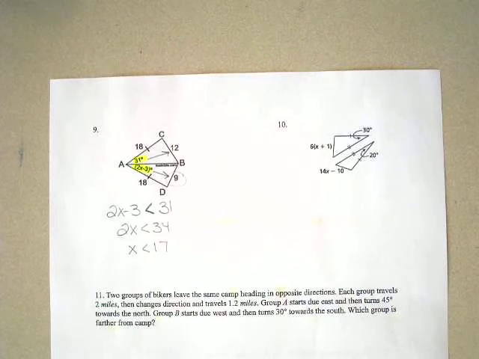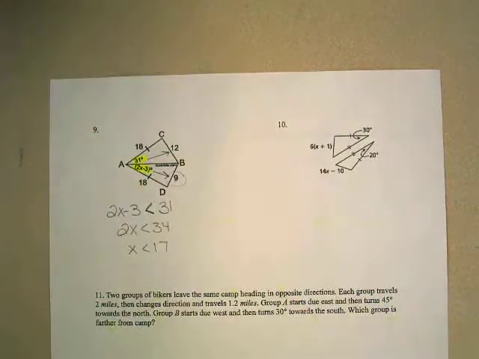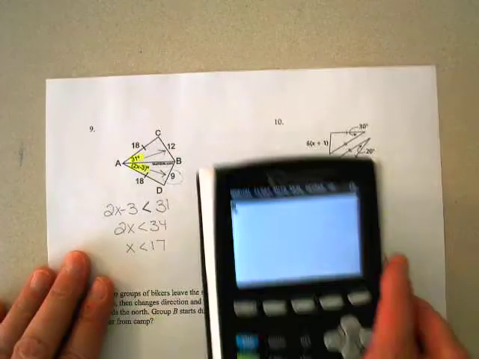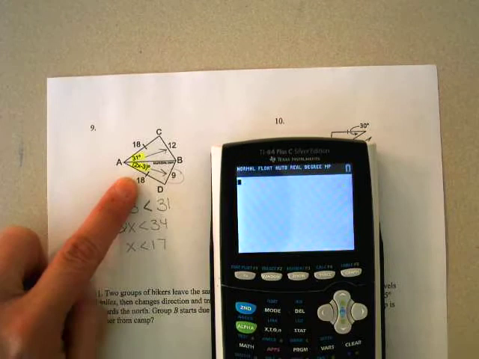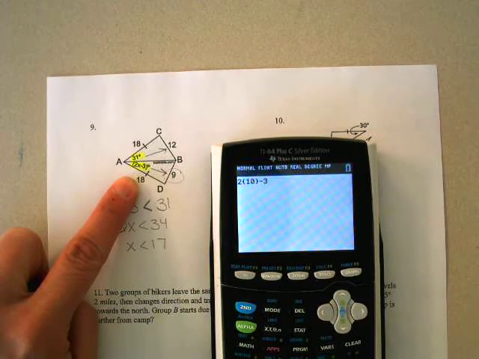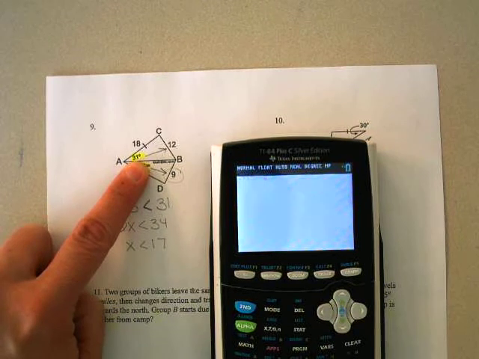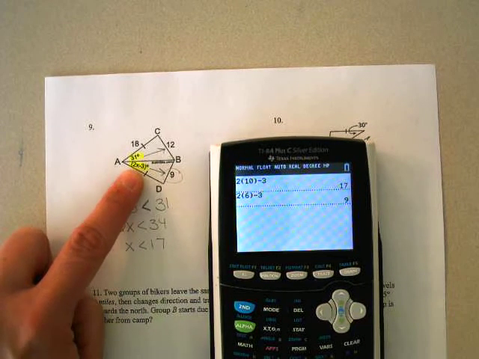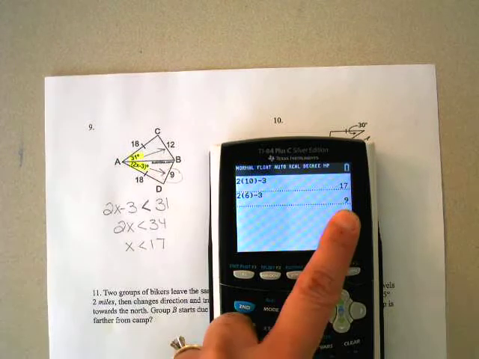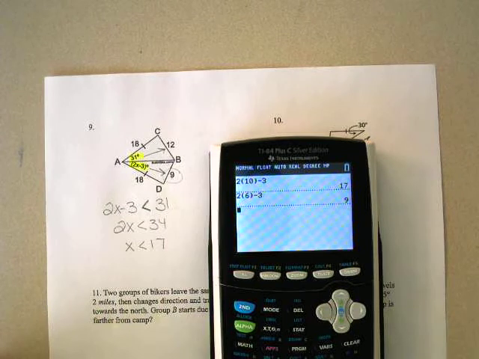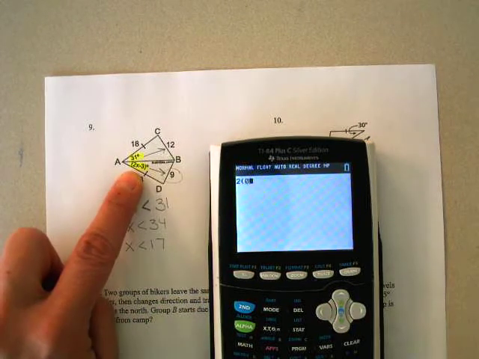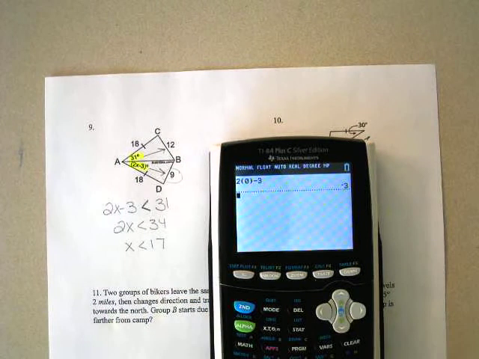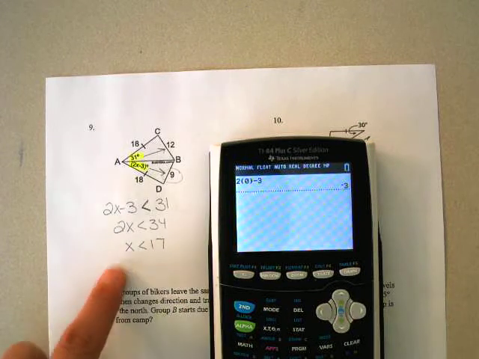Think about the scenario. I can pick any number I want less than 17. So I can pick 10. Now remember, I want it to be smaller than 31. Okay, I can pick 6. Is it less than 31? But look at this angle degree. It's getting pretty small. What if I pick 0? You can't have a negative degree of an angle. So what do I do here?